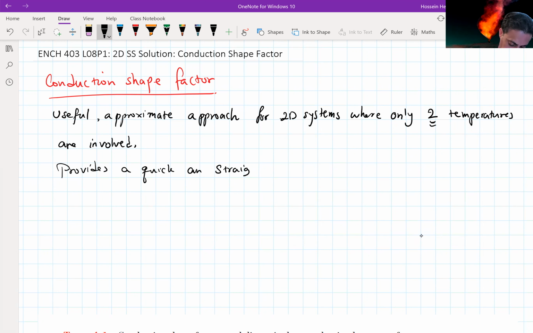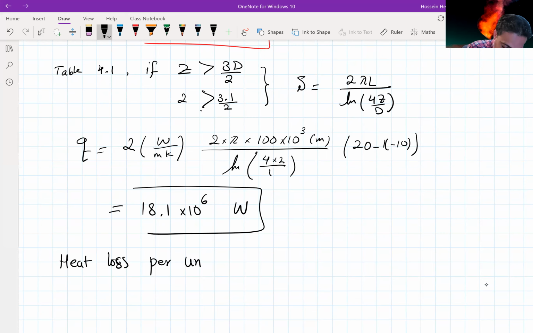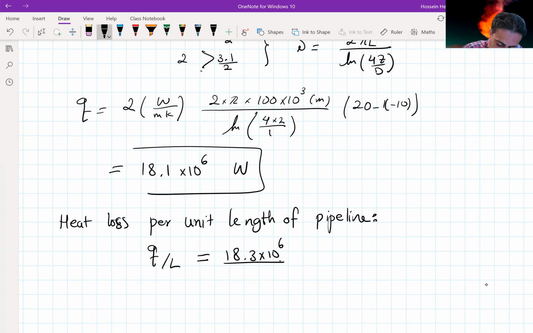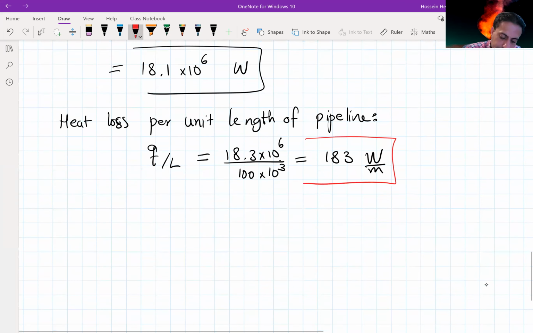Now, if you were asked to find heat loss per unit length of pipeline, then that would be Q over L, which for this case is going to be 18.3 times 10 to the power 6 divided by 100 times 10 to the power 3. So it's going to be 183 watt per meter. So this is going to be the unit length of heat loss from this pipeline to the surface.